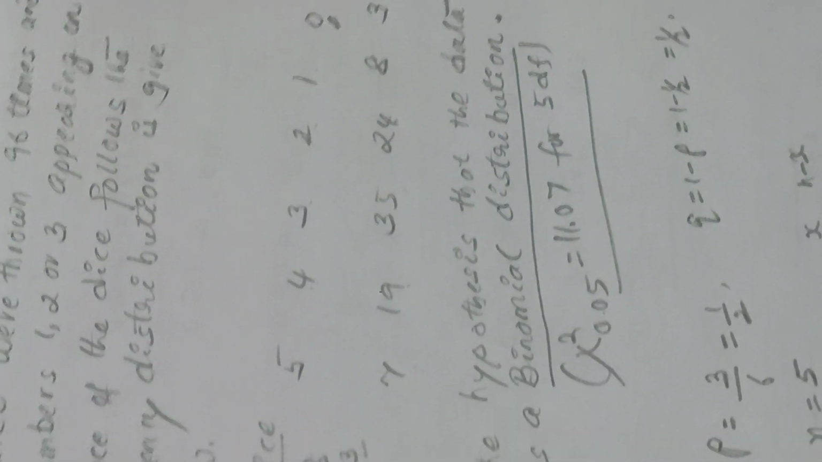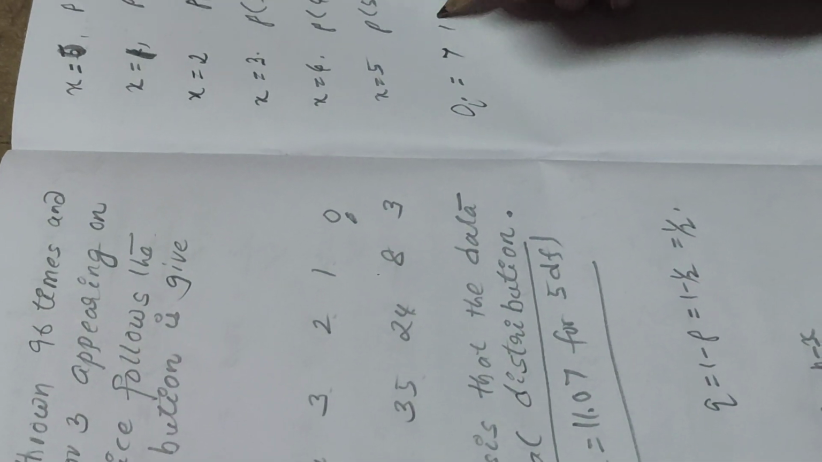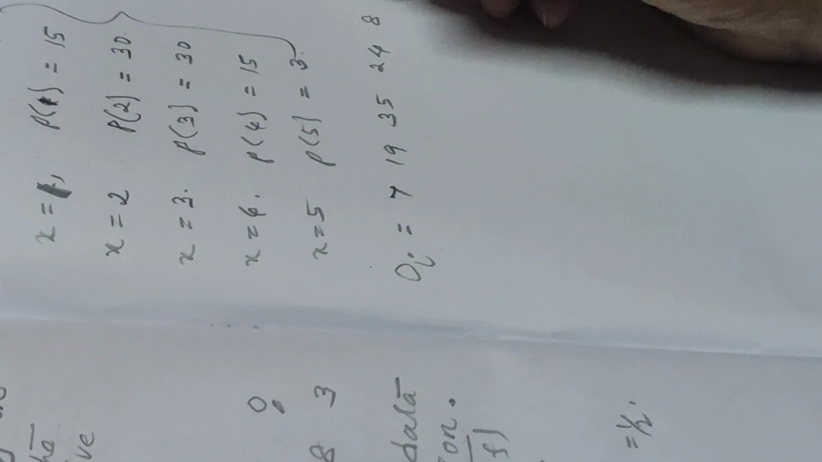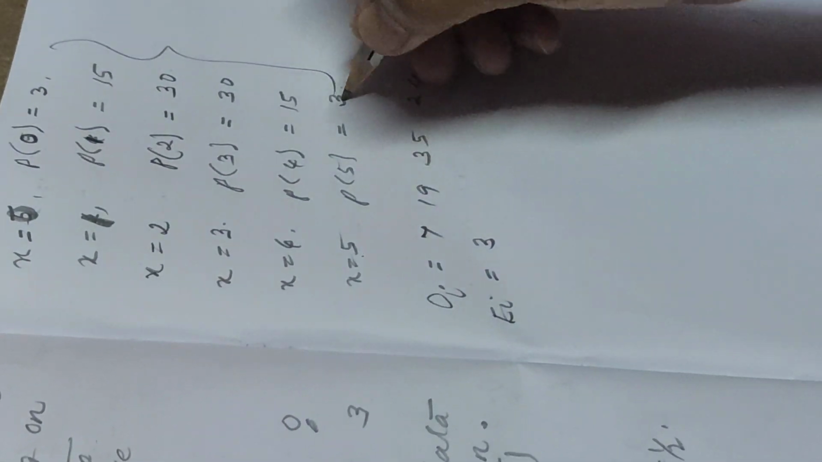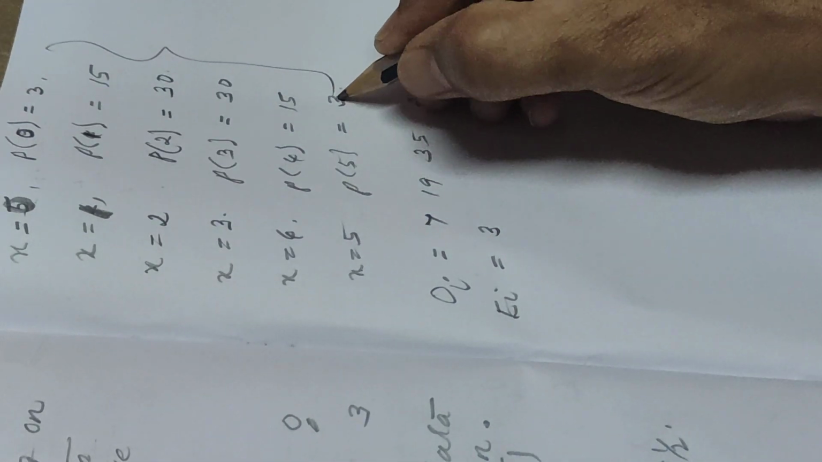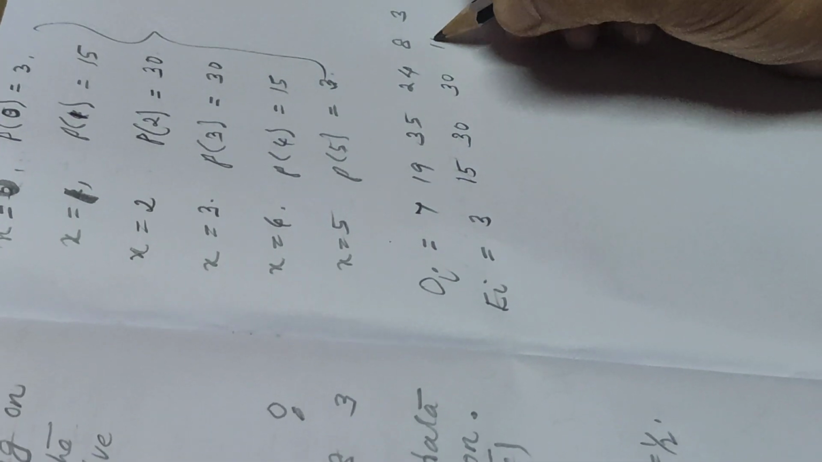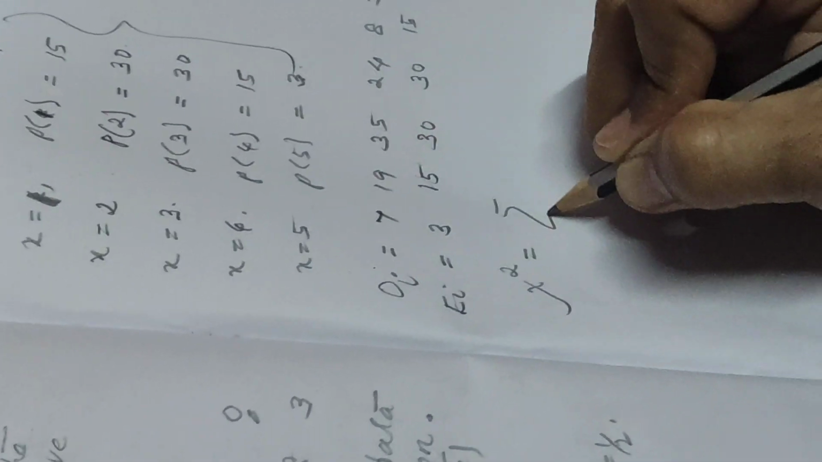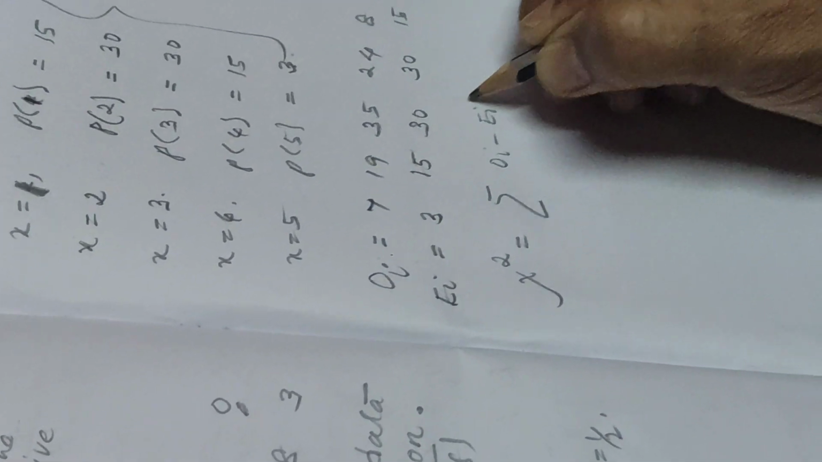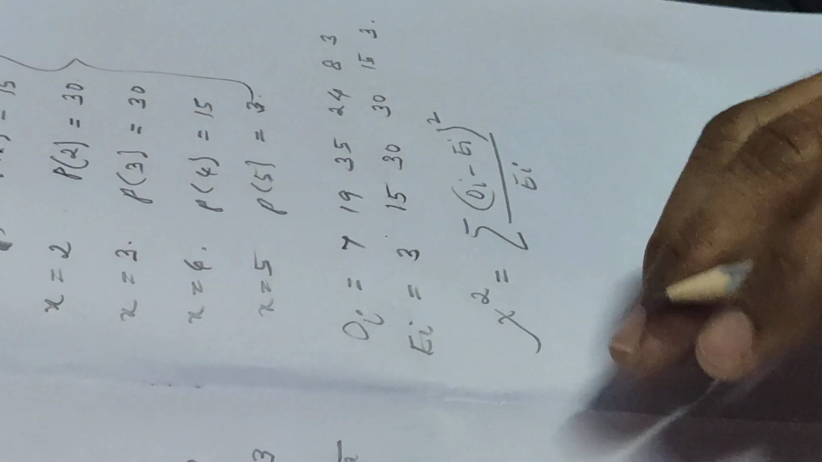So I will write the observed frequencies, which are 7, 19, 35, 24, 8, 3. The estimated frequencies are 3, 15, 30, 30, 15, 3. Now use the formula Chisquare is equal to sum of (O_i minus E_i) whole square by E_i. The same way you did earlier, you do it.